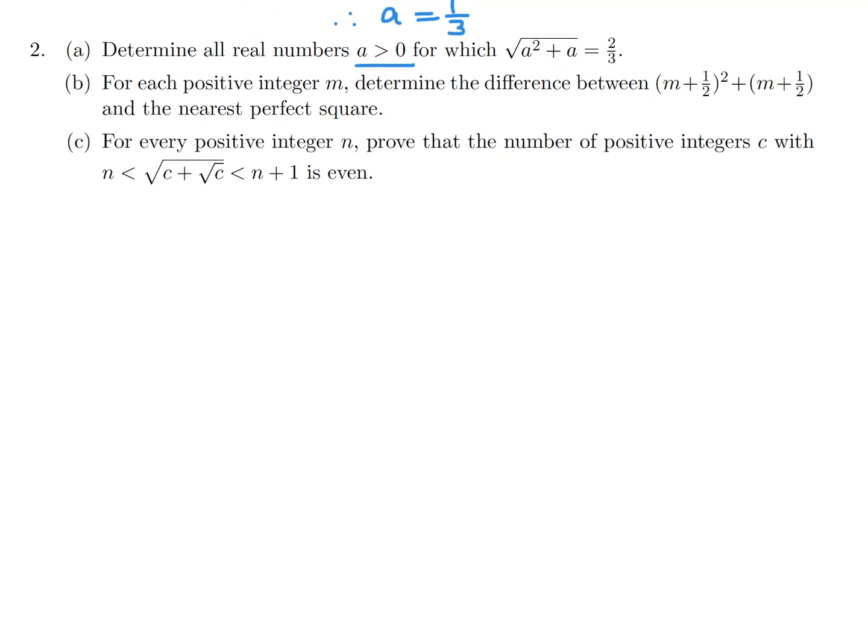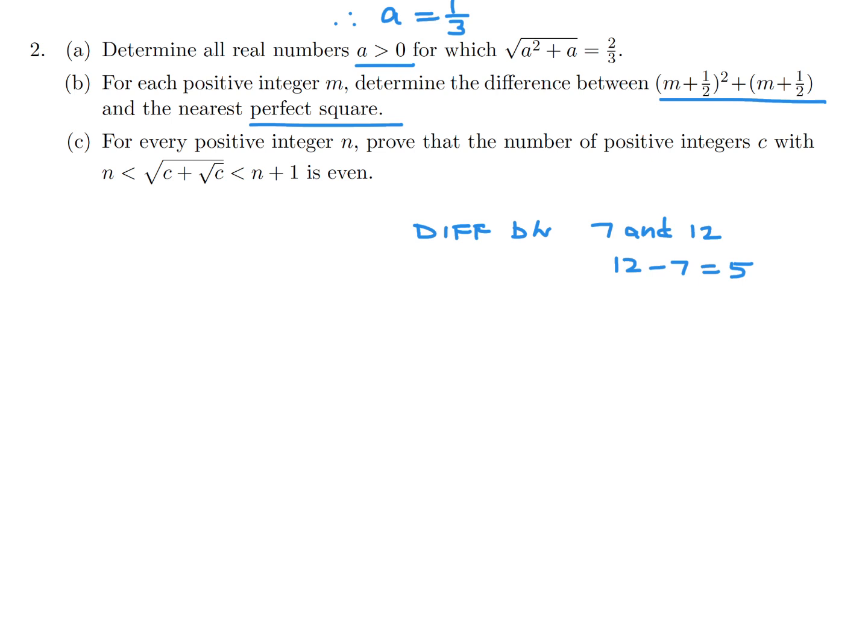For each positive integer m, determine the difference between (m plus 1/2) squared plus (m plus 1/2) and the nearest perfect square. So for example, if I asked you the difference between 7 and 12, you just go 12 minus 7, and that's 5. So they're asking you the difference between this and the nearest perfect square. Okay, what is that? Well, I'm not sure.